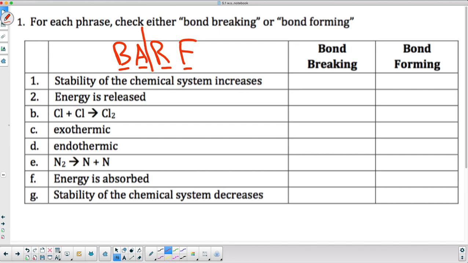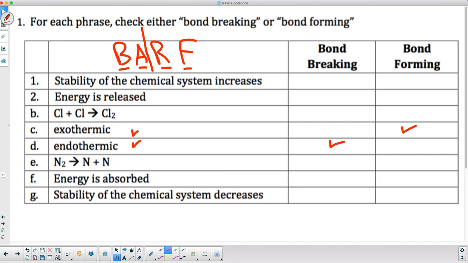Bonds breaking, for the B, are absorbing energy. So if we are absorbing energy, that is an endothermic situation, and that is bond breaking. If we are releasing energy, that is an exothermic process, and that means bonds forming. Okay, so that's how I want you to think of it.